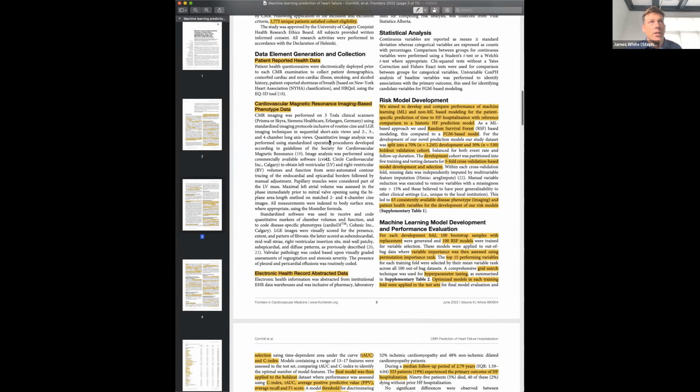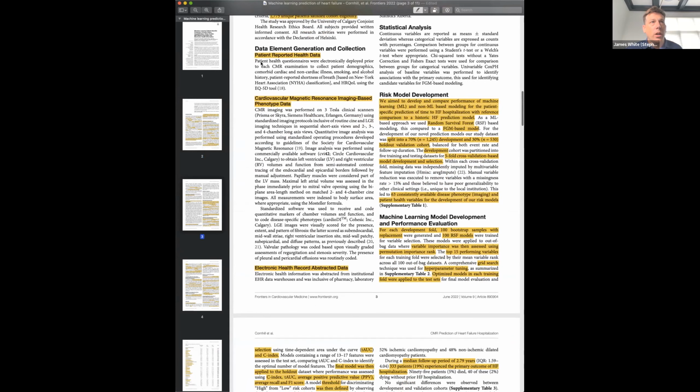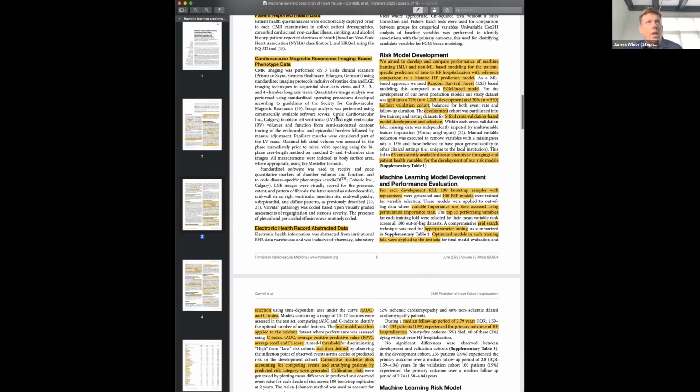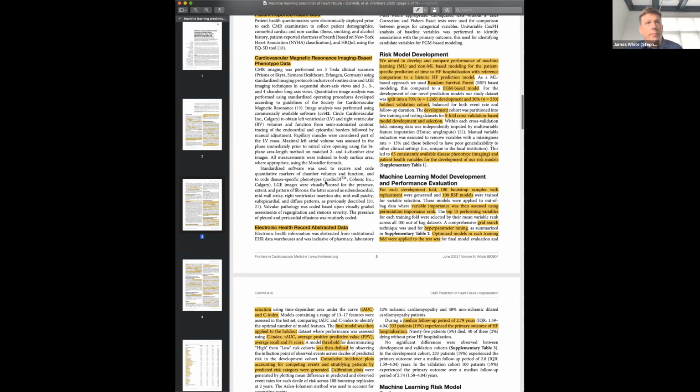So three types of data were entered into the model. The patient-reported health data is listed here. It's a comprehensive questionnaire that's delivered immediately before CMR. It does include standard comorbidities, risk factors, patient-reported shortness of breath, and a health-related quality of life tool, which is the EQ5D. The CMR data, we collect all the data from quantitative analysis, which was done with CVI42.